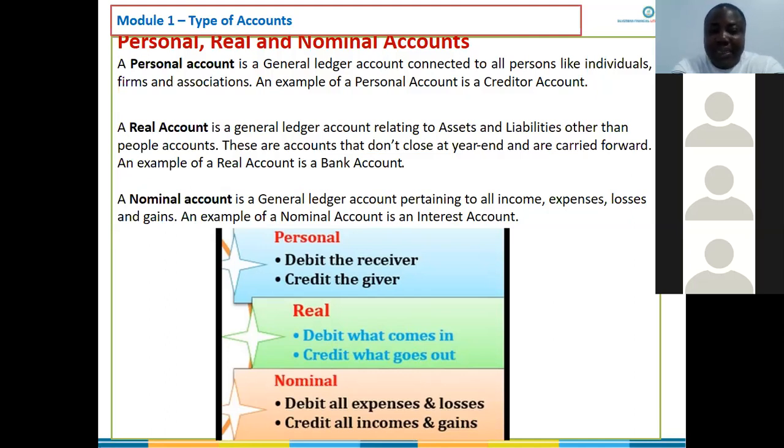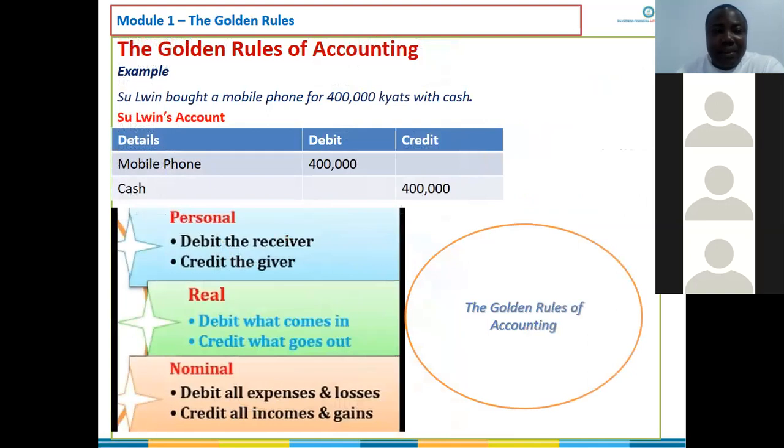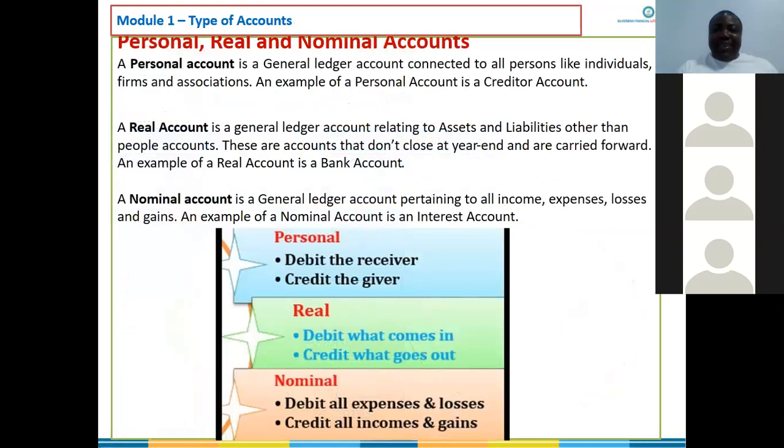And then we are saying that for the personal account, you debit the receiver and then you credit the giver. Like the example I gave earlier, buying the computer or buying the mobile phone. So the mobile phone was purchased, and what happened over there? You see that the mobile phone was debited, and then the cash was credited. The reason is that it is a personal account. So debit the receiver and credit the giver. That is the reason why it is so. Is it clear, please? Yeah, it's clear.